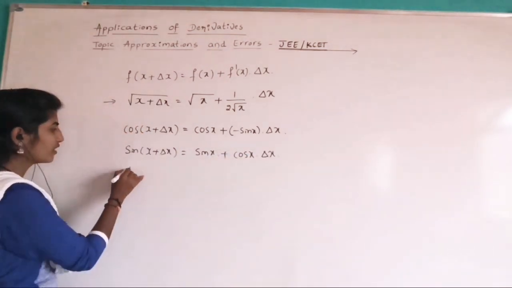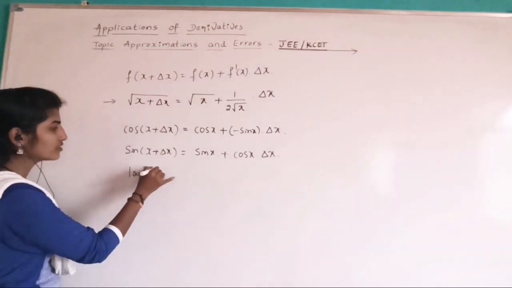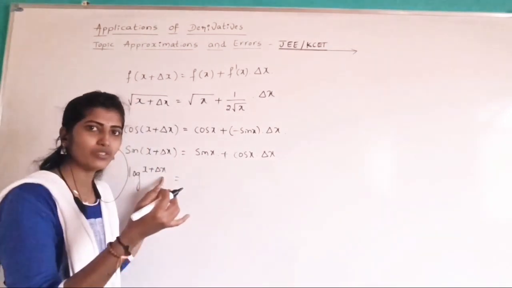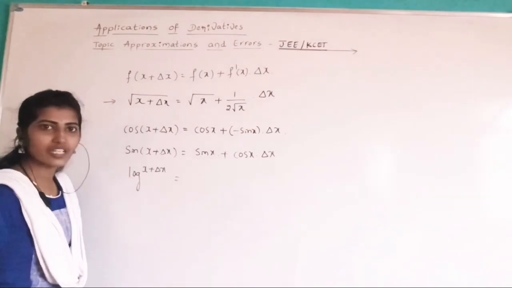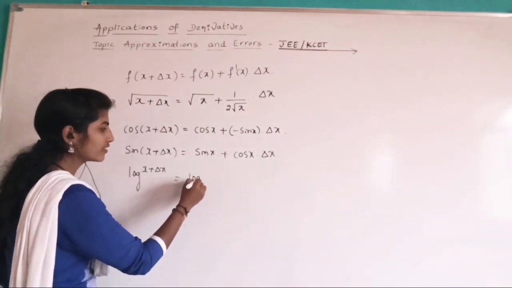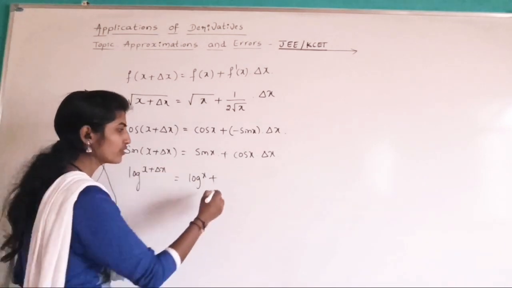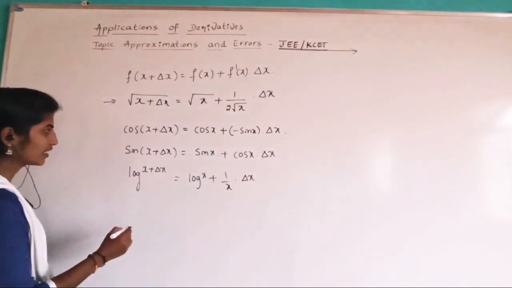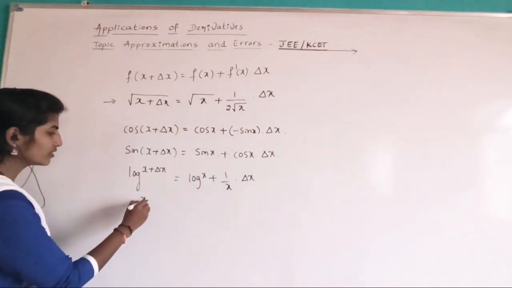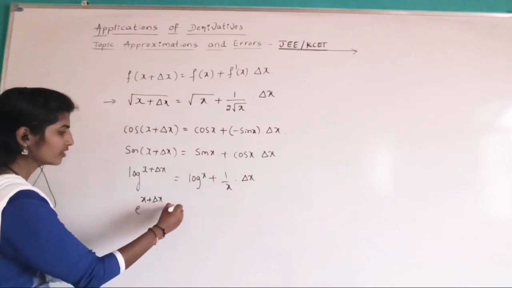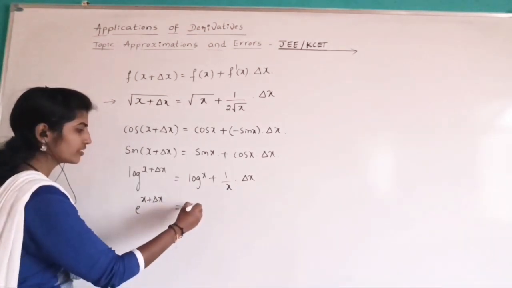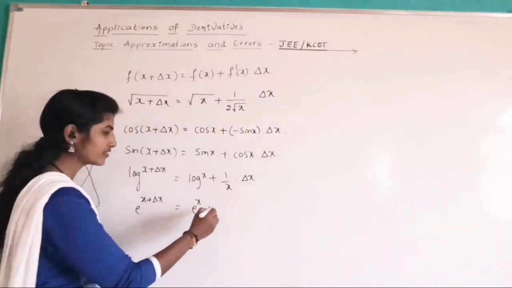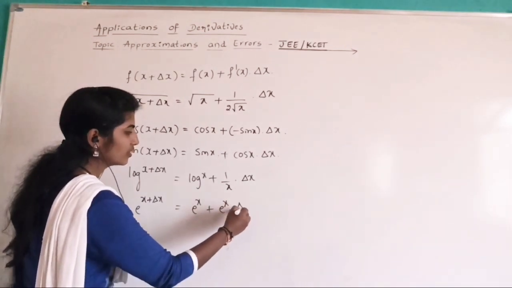Again one more time. If I write log of (x plus delta x), you already know that delta x is a small error in x, right? So log of (x plus delta x) can be given by log x, which is my function, plus its derivative, 1 by x into delta x. Very easy, right? If I write e to the power (x plus delta x), then my function is e to the power x plus the derivative of e to the power x, which is always e to the power x into delta x.